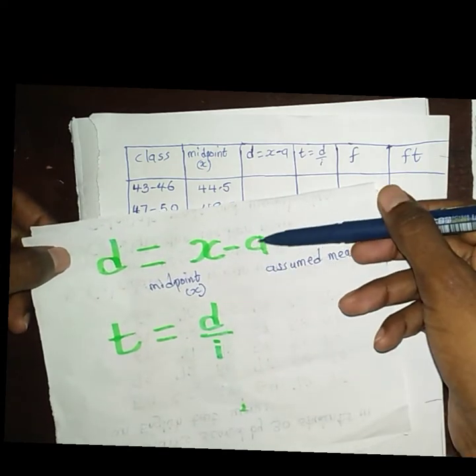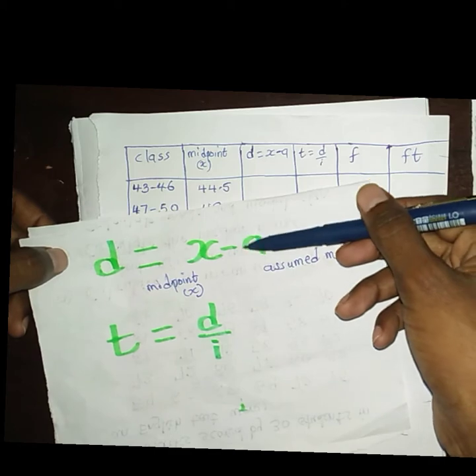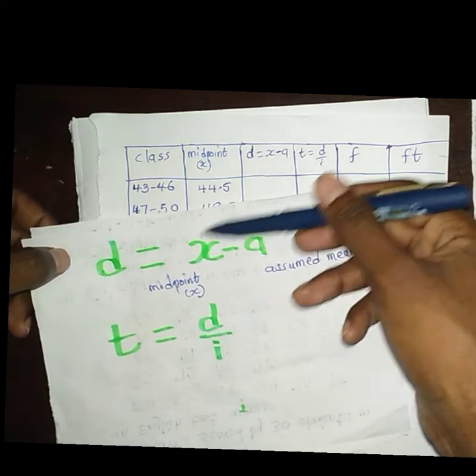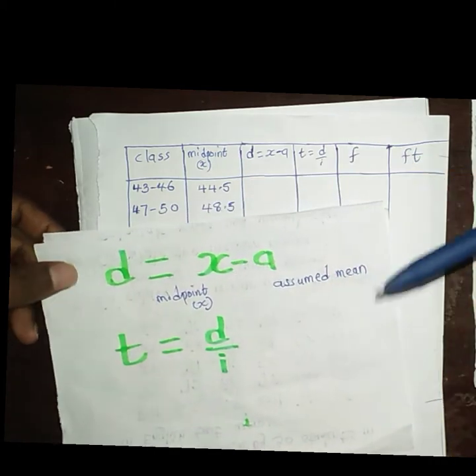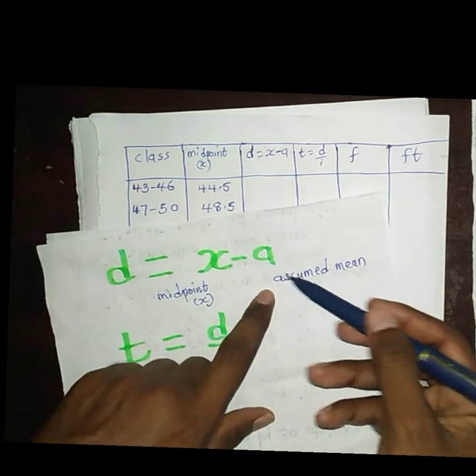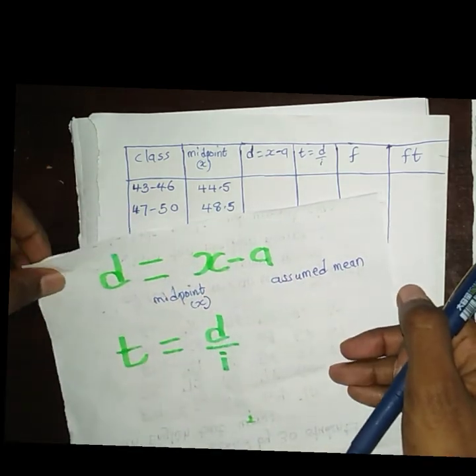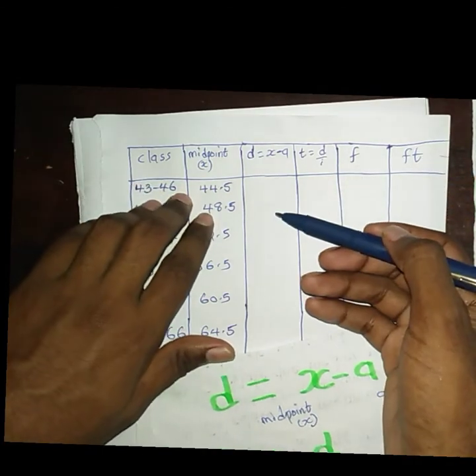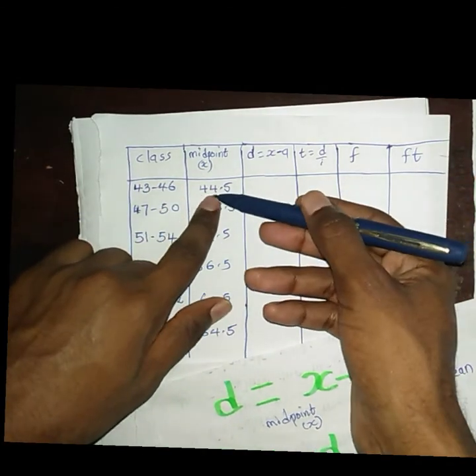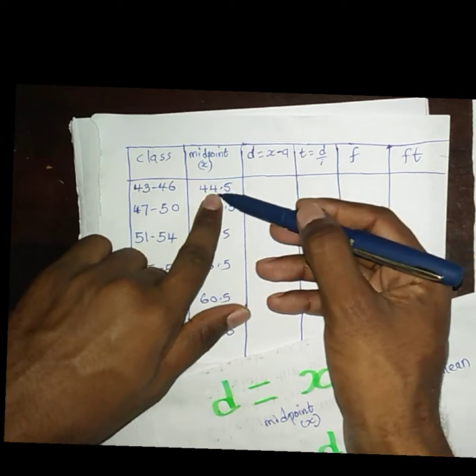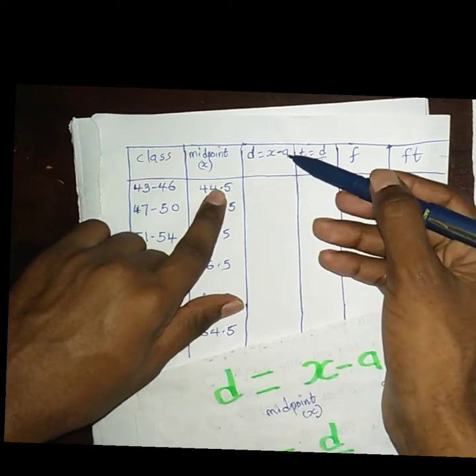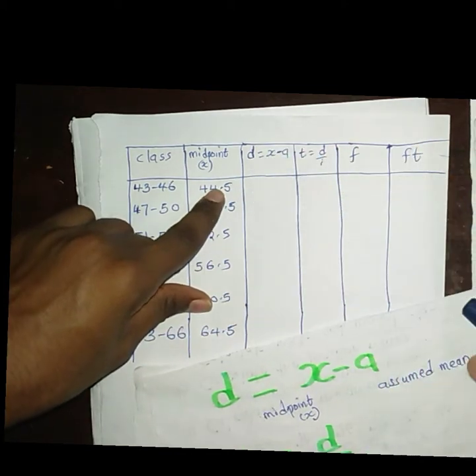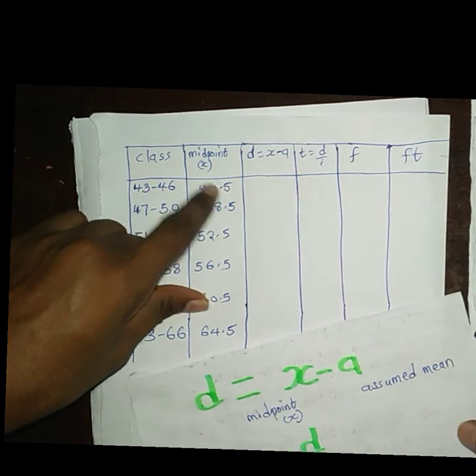We subtract the assumed mean from the values of midpoint x, and a is the assumed mean. So if we subtract the values of x, or values of midpoint, 44.5 minus a, and a is the assumed mean.